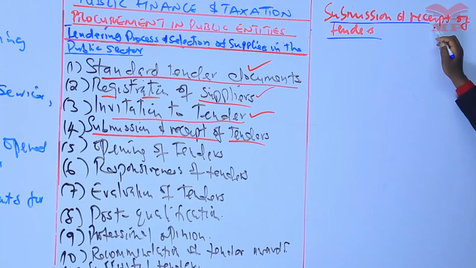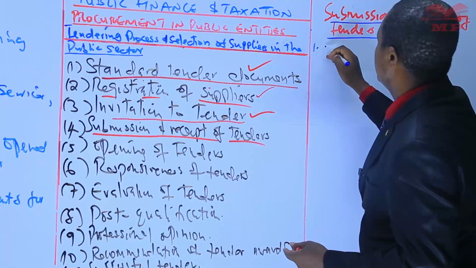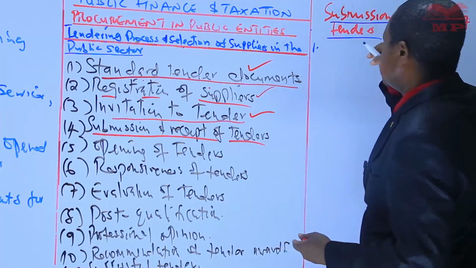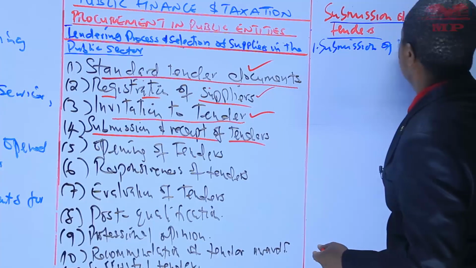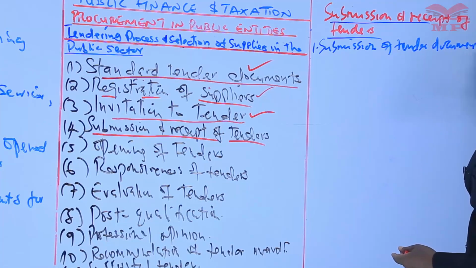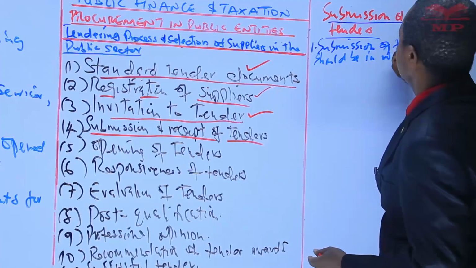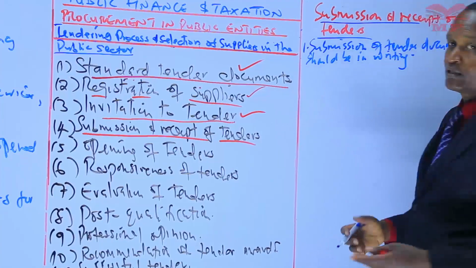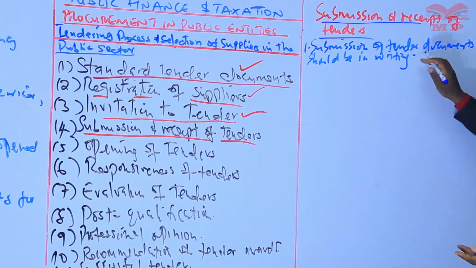So submission of tender documents, whether in electronic or manual form, must be done in writing. A very important point. One, submission of tender documents should be in writing. Whether they are being submitted electronically or in a manual form, they must be submitted in writing.